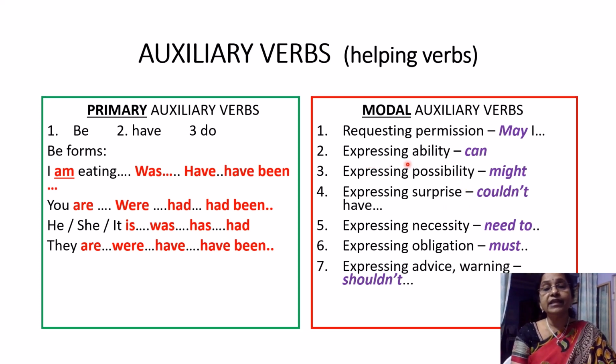The second one is expressing ability. That means whether you are able or not. Can. I can lift this table. I can eat 5 idlis for breakfast. Like that, it tells the ability. The third one is expressing possibility. It might rain tomorrow. It might be a holiday tomorrow. So there is a possibility.